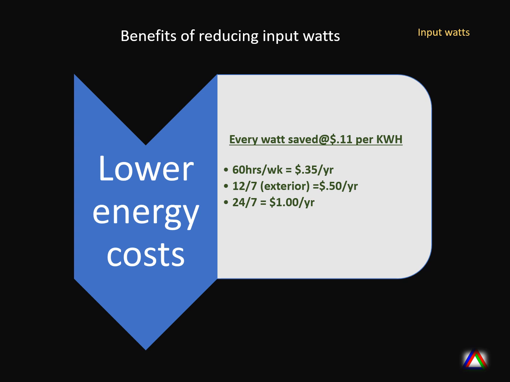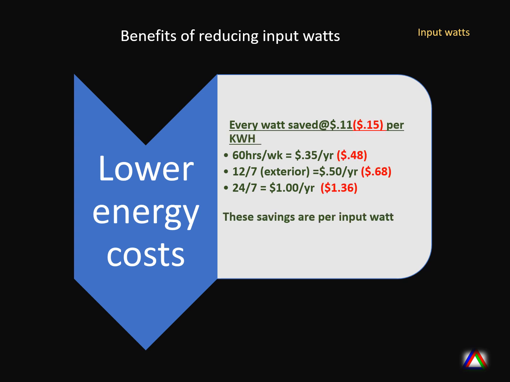So let's look at some of the benefits of reducing input watts. I mean, everybody understands lower energy costs. The longer lights are on, the more potential savings. For example, if your lights are on 6 hours a week, each input watt you save is 35 cents a year. If they're like an exterior fixture where they're on 12 hours a day, 7 days a week, that goes up to 50 cents a year per input watt. And if you have a company where the lights are on 24/7, you can save them $1 for every input watt you save.